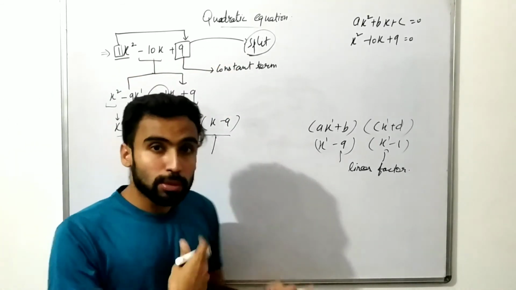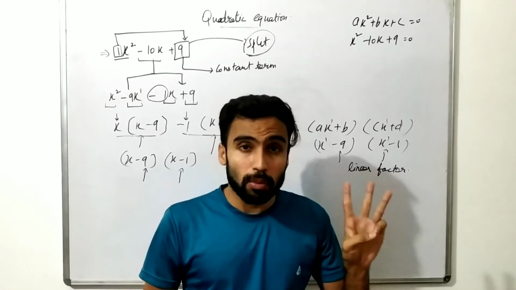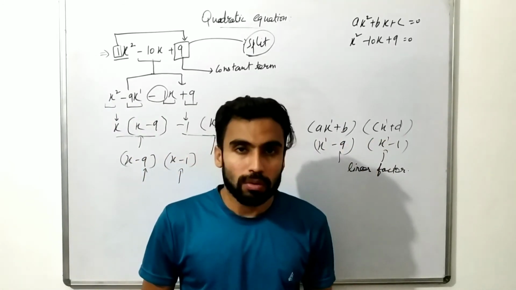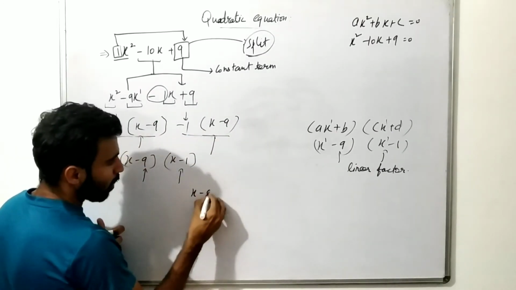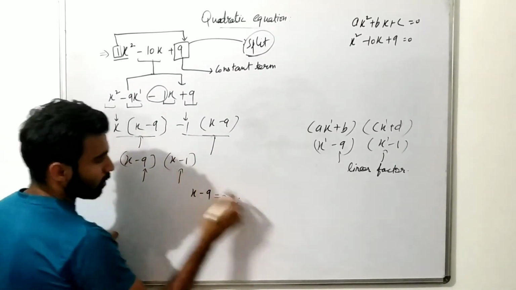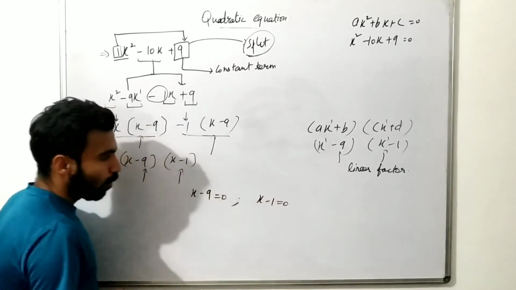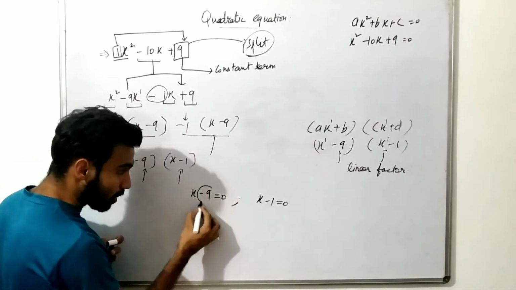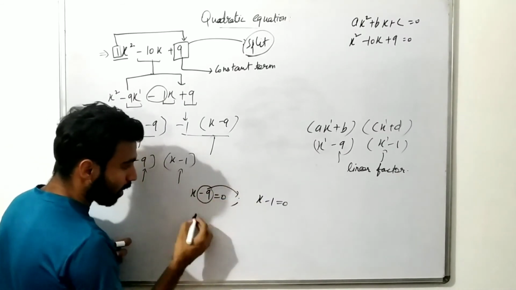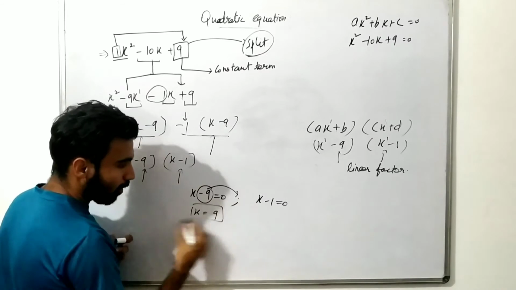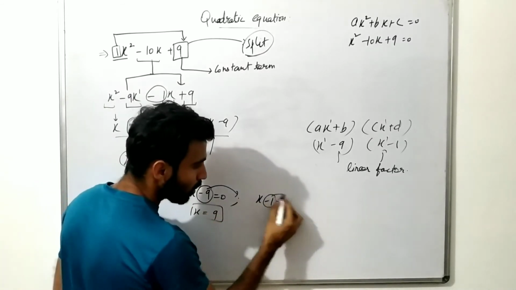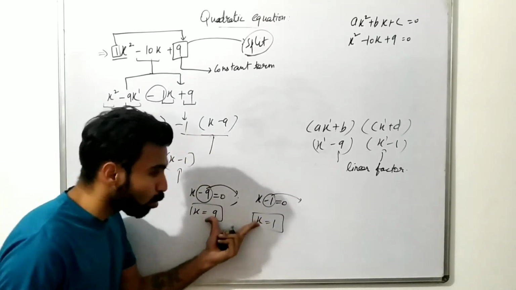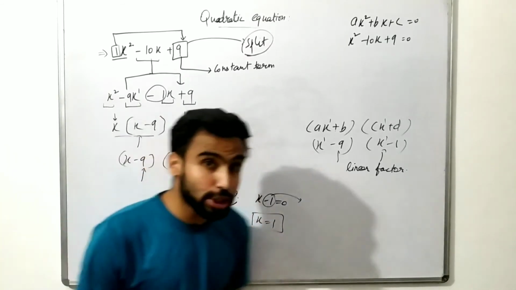Now just come to the third step. The third step was simply to put these two factors equal to 0. So if I put this x minus 9 equal to 0 as well as this x minus 1 equal to 0, that will bring me the two roots here. How? Just transfer this minus 9 to the right hand side, that will bring me plus 9. And if I transfer this minus 1 to the right hand side, that will bring me plus 1. So these are actually the two roots. This is the required solution of the quadratic equation.